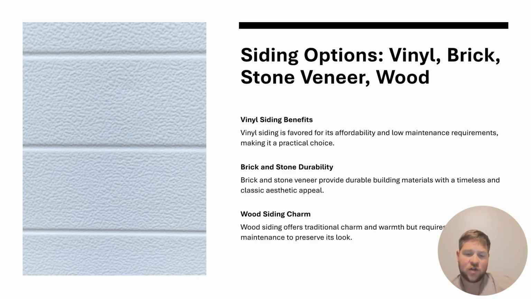Wood siding charm. So I call it wood siding. Wood siding offers traditional charm and warmth, but requires maintenance to preserve its look. Painting, chipping, replacing the wood siding. Wood siding would probably be the lower quality here. Vinyl siding a little bit medium quality, and brick and stone obviously top quality, depending on the type of stone. This is not, of course, comparable to the stone foundation, but a stone siding. So I recognize the difference.